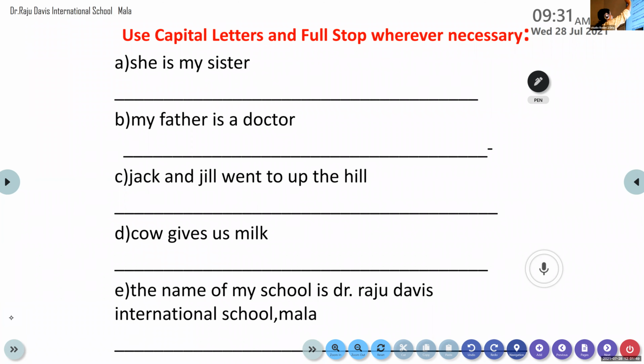So, she is my sister. We already know it. We begin a sentence using a capital letter. So, S should be written in capital letter and we continue writing. She is my sister. Yes, the sentence is over. In order to show that the sentence is over, what we have to do? We have to place a dot. The dot is called a full stop, at the end of the sentence to show that the sentence is over. Okay, clear? All of you, please write it. If you're finished, we'll move on to the second question.